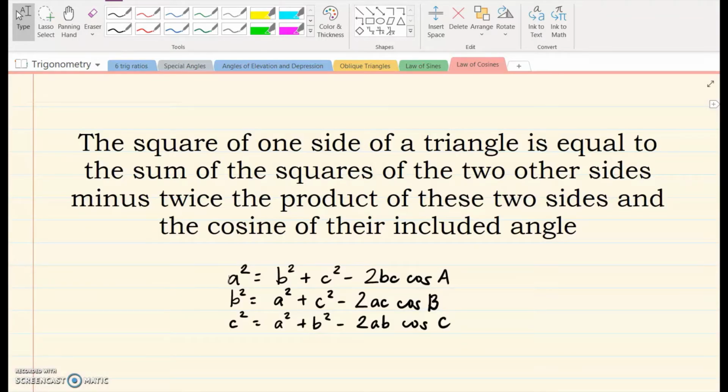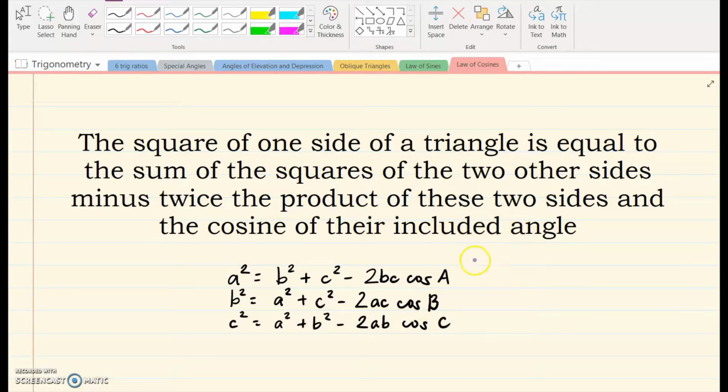Now let us first define or interpret the law of cosines. So we have the square of one side of a triangle is equal to the sum of the squares of the two other sides minus twice the product of these two sides and the cosine of their included angle. So take note that the cosine function here is attributed to the included angle.